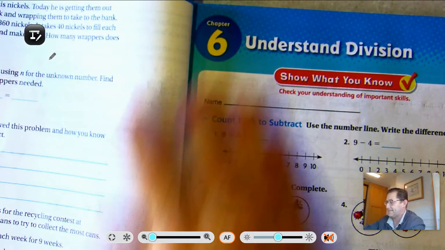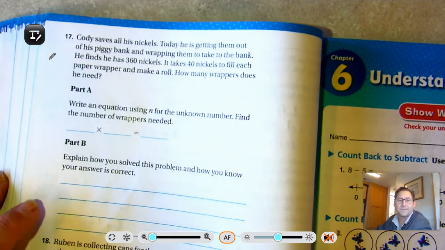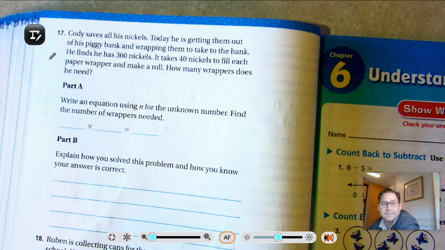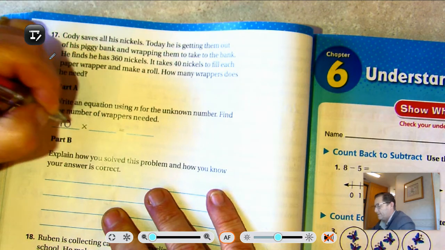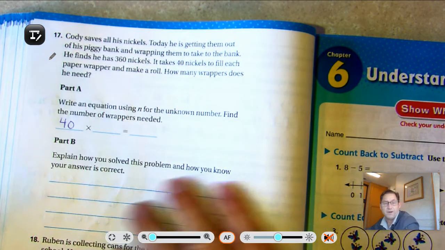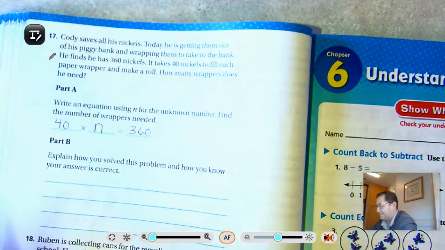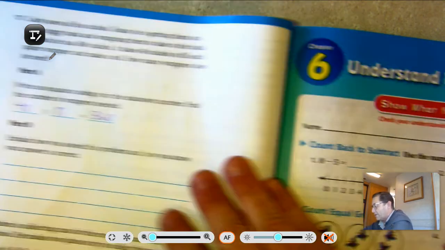Number 17. Cody saves all his nickels. Today he's getting them out of his piggy bank and wrapping them to take to the bank. He finds he has 360 nickels. It takes 40 nickels to fill each paper wrapper and make a roll. How many wrappers does he need? Write an equation using n for the unknown number and find the number of wrappers needed. So he's going to put 40 nickels in a paper wrapper, and we need to know how many paper wrappers he needs to get 360. So 40 times what is 360? Well, we can use a table for this.